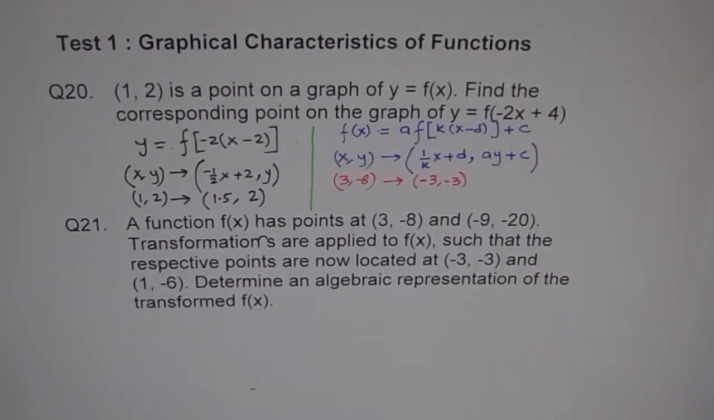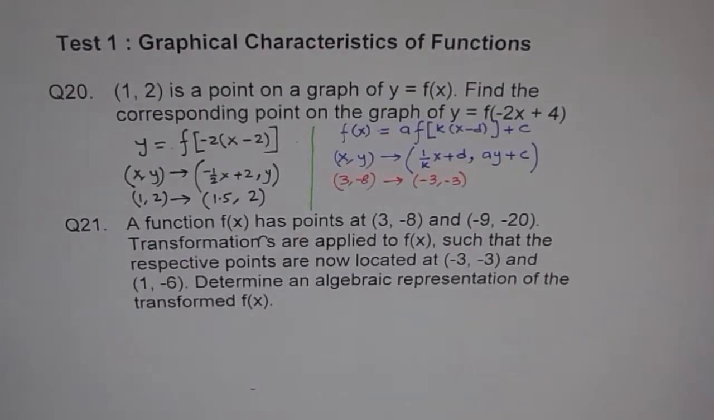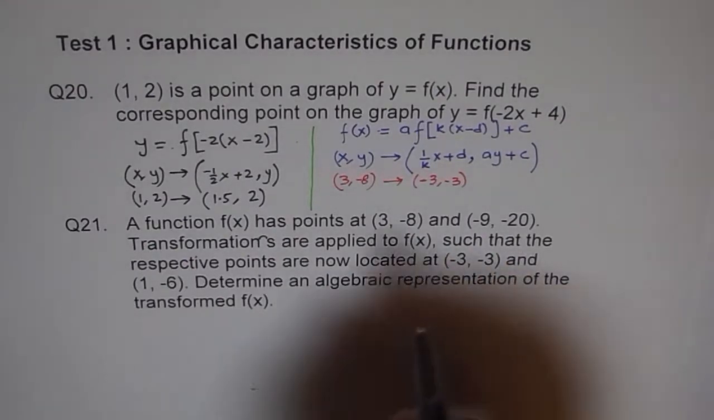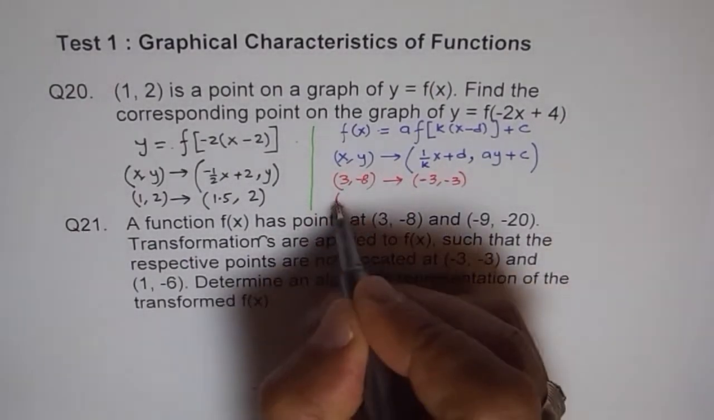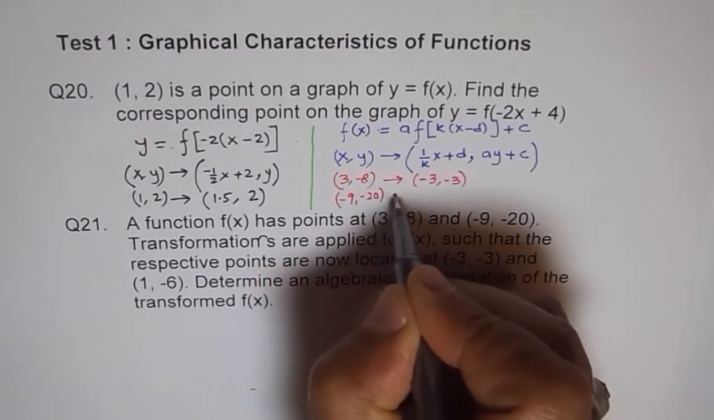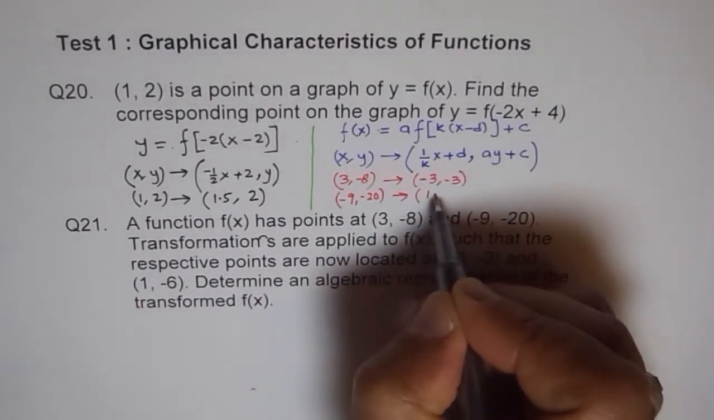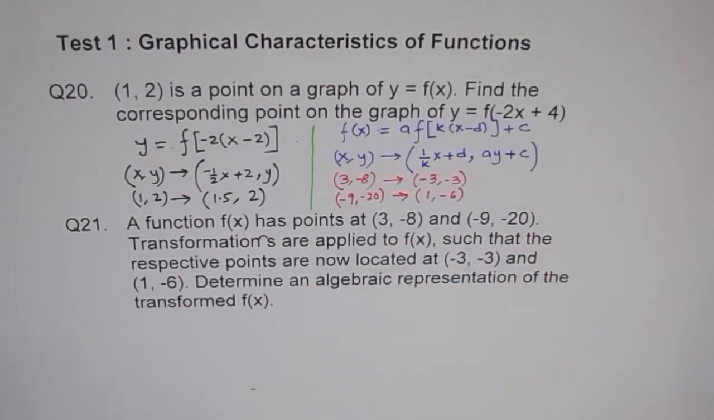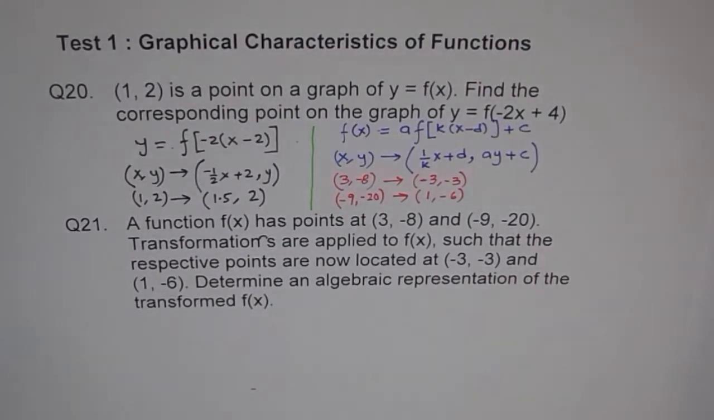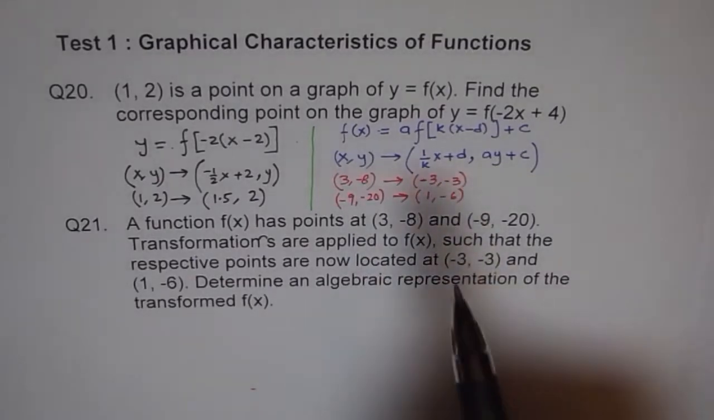The second point is (minus 9, minus 20). And that gets transformed to (1, minus 6). Correct? So that is the kind of transformation you get. So we will use this equation to solve for our variables.